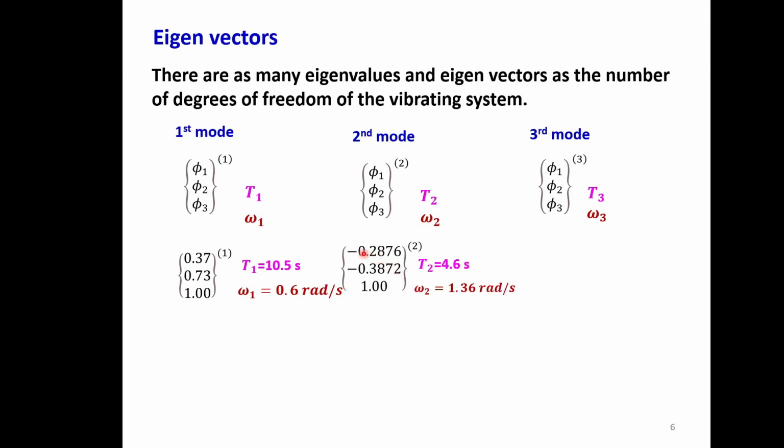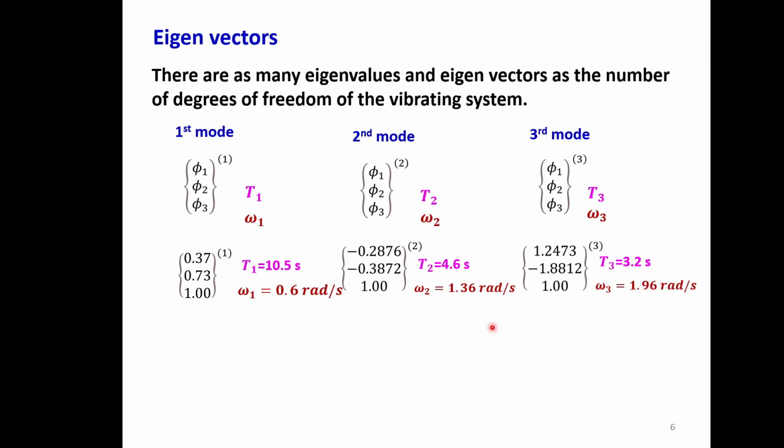Second mode shape vectors, first 2 coefficients are negative, third one is positive, and the time periods are lesser here now. The omega is higher because they are reciprocally related, T and omega, so T getting reduced, omega getting increased. For third mode, first mode shape coefficient is positive, second mode shape coefficient is negative, and third mode shape coefficient is again positive. So alternately positive, negative you are getting in the third mode. Now when it is a 3-degree of freedom system, we have 3 modes, and the first mode is the lowest mode or the fundamental mode, and the third mode is the highest mode.